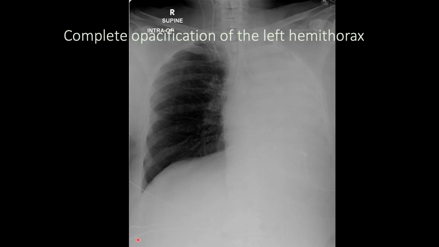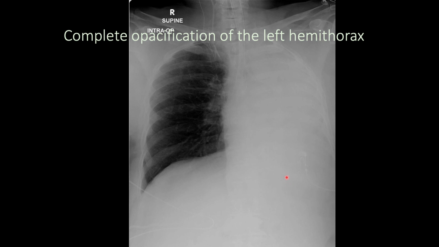Okay, and this is the last case. So obviously the abnormality is on the left-hand side. The right lung is very well aerated and of normal volume, whereas the left lung, we can't see any aeration at all. Some people call this a whiteout of the left lung. The way to describe it in radiology is complete opacification. So you have a completely opacified left hemithorax.